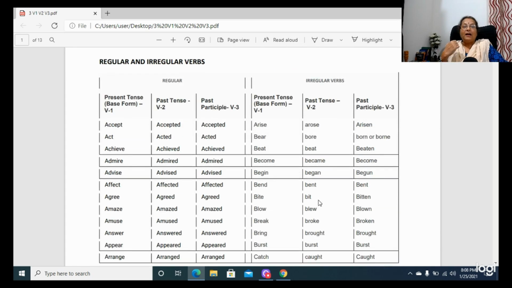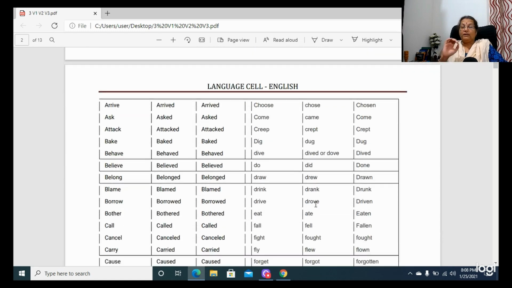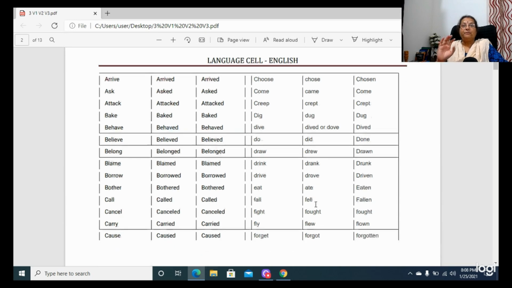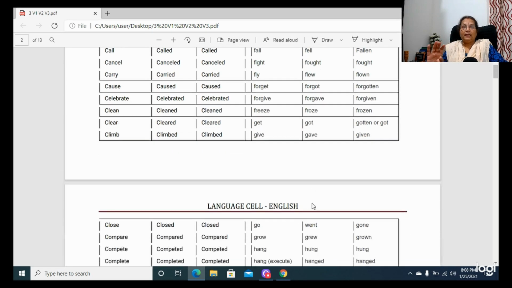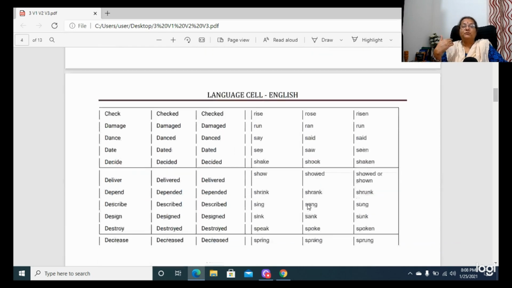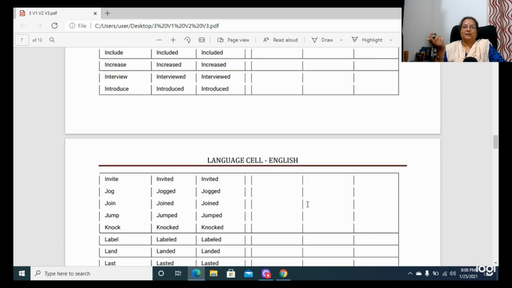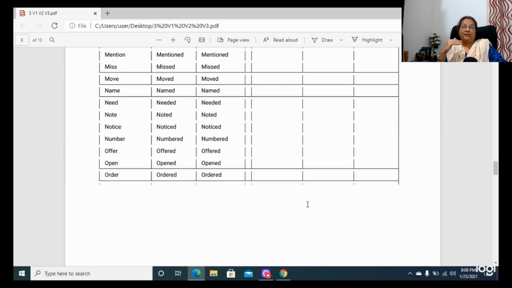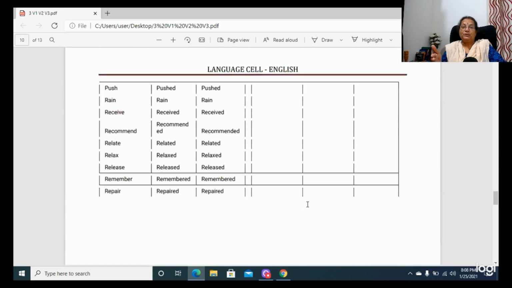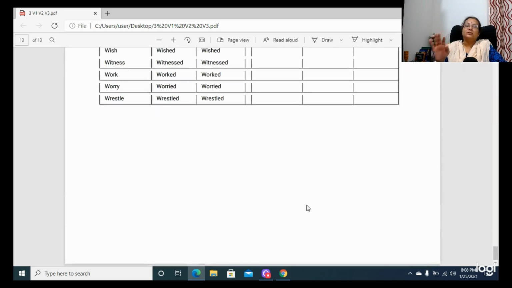I have given you a whole list here of regular and irregular verbs. This is not the end. There are many more verbs. You will have to browse for more and learn them. It's important. I have given you what I felt is very important for all of you. So these verbs are here. You can use this also. But don't stick to this alone. Please continue and browse for more.